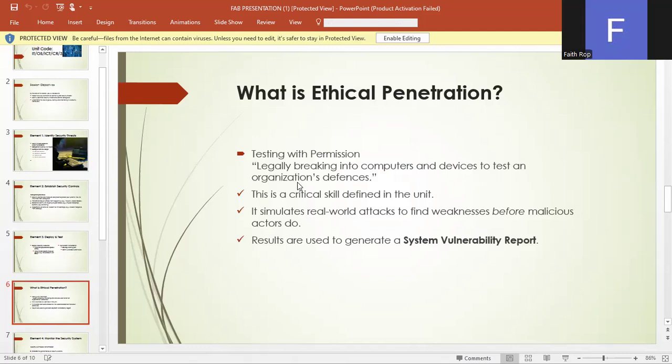So the results are compiled into a system vulnerability report, which guides the future improvement. In case somebody, one of our employees, has entered into the system, anything that is identified there we will put in the system vulnerability report, which will help guide the future improvements when developing that system.